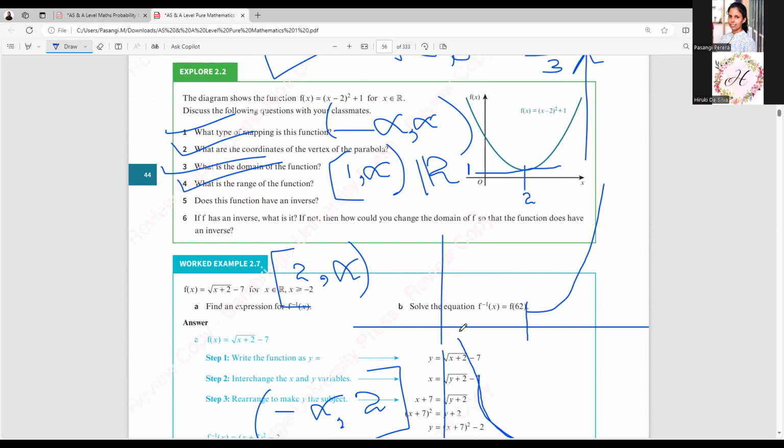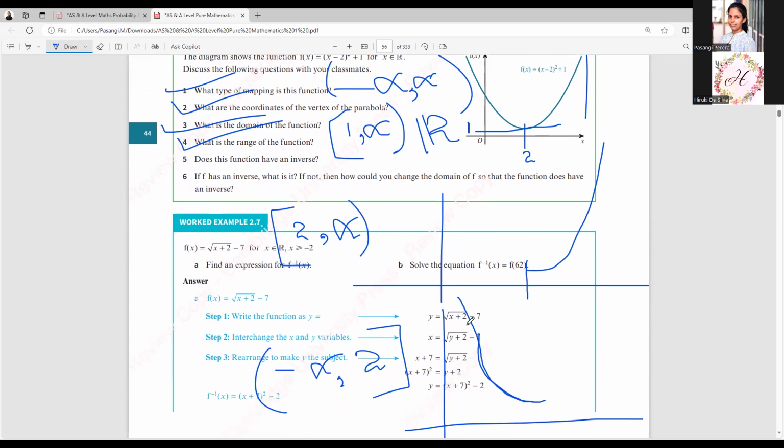So you can draw this one and then say, to get this kind of a graph, we should consider the domain like this, 2 to infinity. For this type of a graph, we should restrict the domain as negative infinity to 2. Okay, that's what we have.